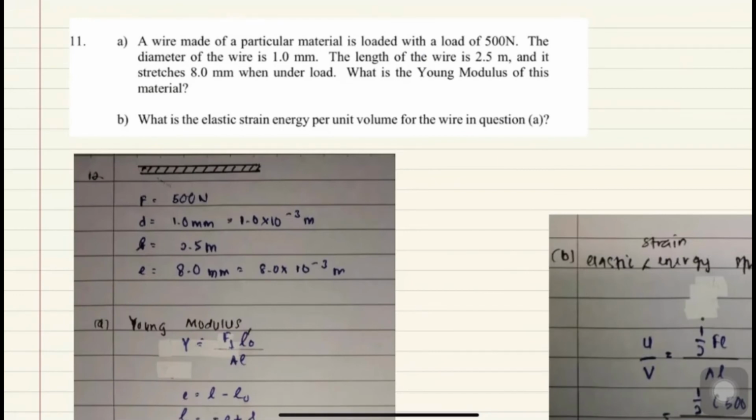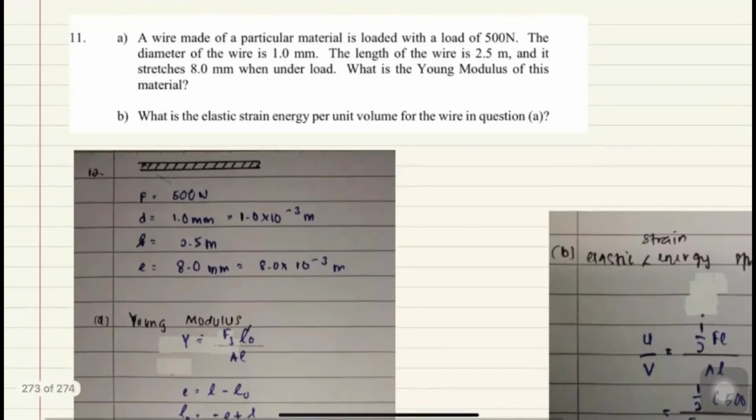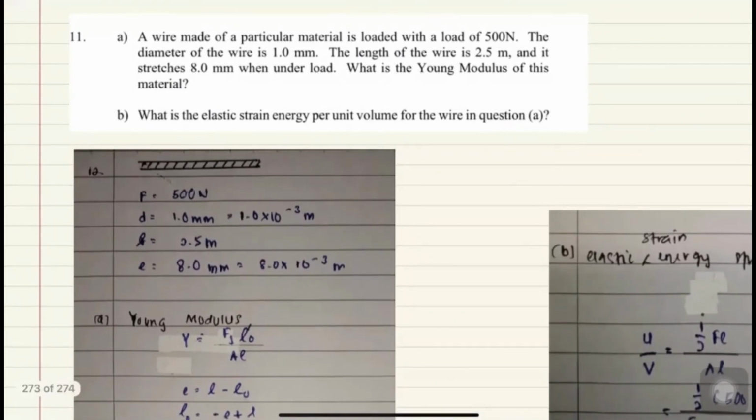Okay, so untuk question 11, soalan dia cakap ada satu wire ni dia loaded dengan beban 500 Newton. Lepas tu dia bagi tahu lagi diameter of the wire is 1.0 mm and the length of the wire is 2.5 meter and the wire itself dia stretch about 8.0 mm apabila dia ada beban. Lepas tu dia suruh cari yang modulus bagi wire ni. So first step, saya keluarkan all the information given.